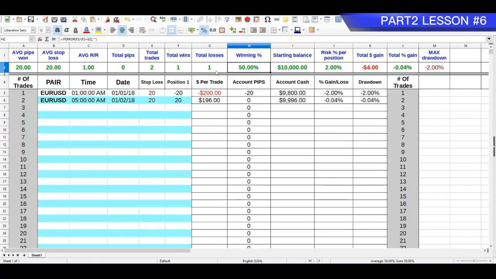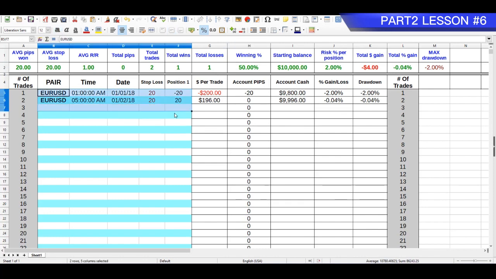And all of these calculations, guys, are done for you. You don't have to do any of this. The only things you'll have to type in for this spreadsheet is over here. You just need to type in the pair, time, date, your stop loss as a positive number, and your position 1, either a negative number or a positive number, depending on whether or not you won the trade.